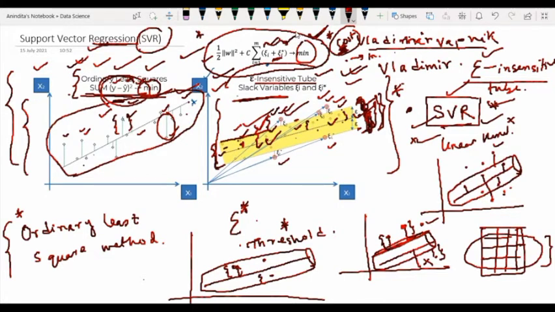Effectively, any point on this plot is eventually known as a vector. Just like in the previous discussion, whatever points we are considering are known as vectors. Similarly, whatever points are visible here in this 2D space are known as vectors. And the points that are outside the tube are known as support vectors.